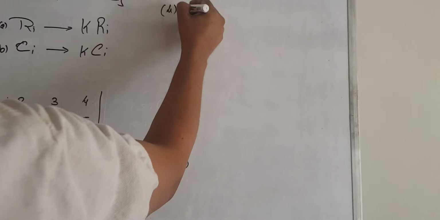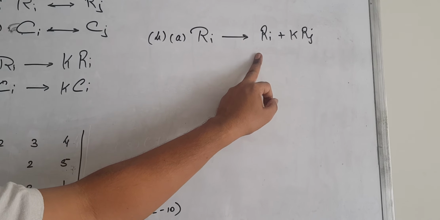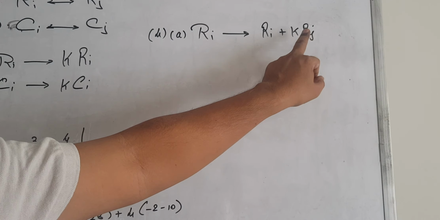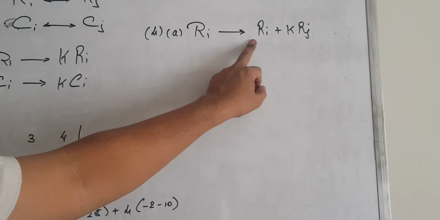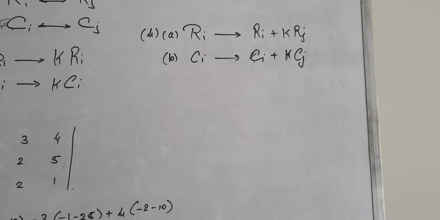उसमें a है Ri to Ri plus k Rj. मतलब क्या हुआ? Multiply k to the jth row and add to the ith row. Similar way, b is what? Ci to Ci plus k Cj. मतलब multiply k to the jth column and add to the ith column.